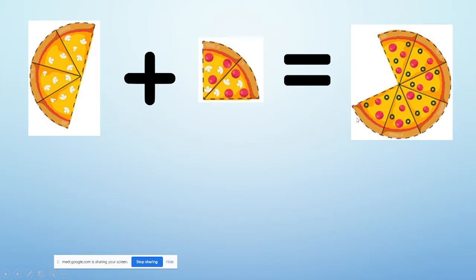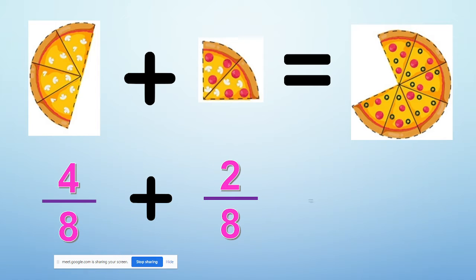So when we do that in a fraction, this one is 4/8 because you have 4 out of 8 slices, plus 2/8 equals, the answer is 6/8. That's how you add fractions with the same denominator. As you can see, the denominator is still the same, 8, 8, 8. The answer will still be 8.